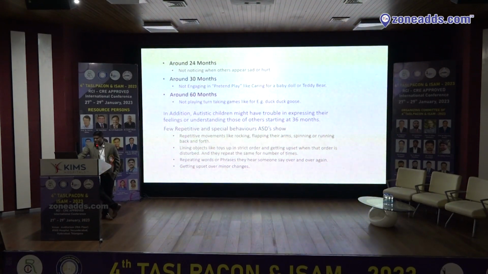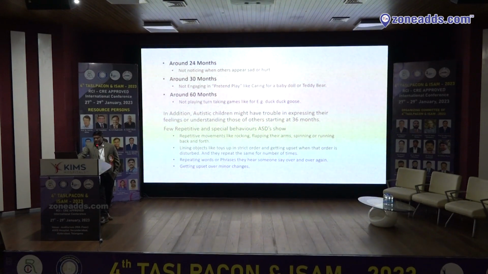Around 24 months, they never try to notice when others appear sad or hurt. This is a very important factor because we generally call it emotional quotient. We see very poor emotional quotient in them because of their own differences, whatever happened at the brain level.